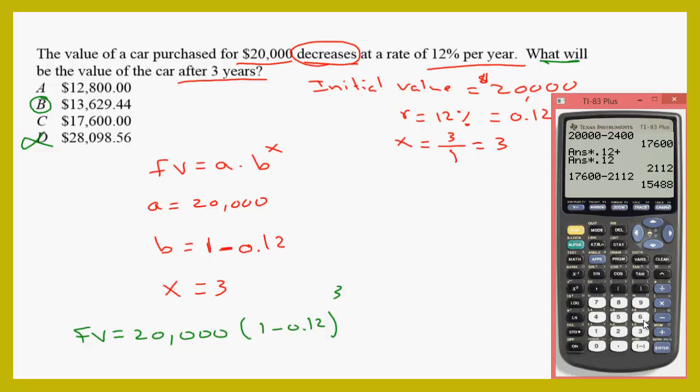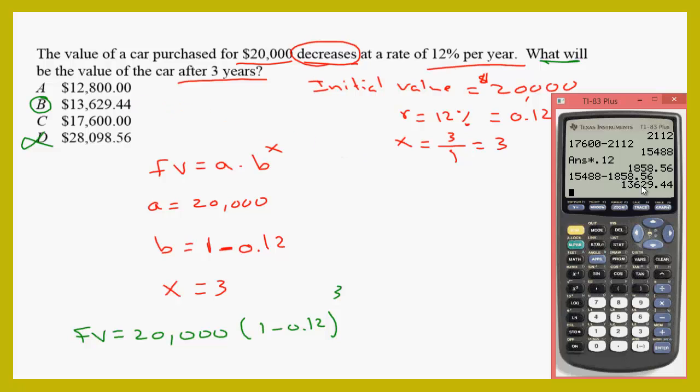The next year, or the third year, the amount decreases by 12%. You multiply this amount by 0.12, and then you subtract: 15,488 minus 1,858.56 equals 13,629.44. These are two ways to do it.